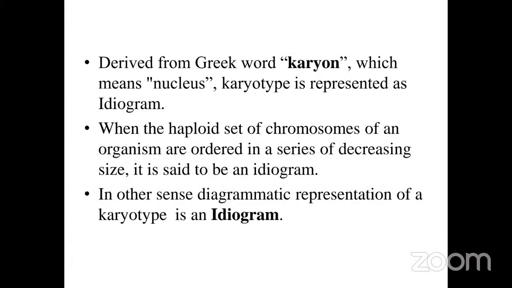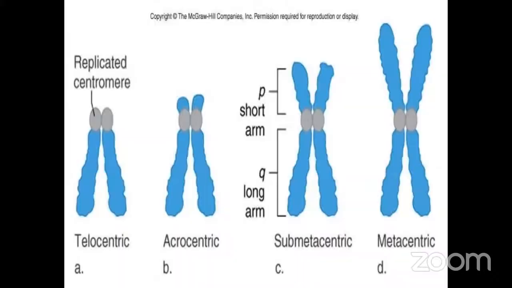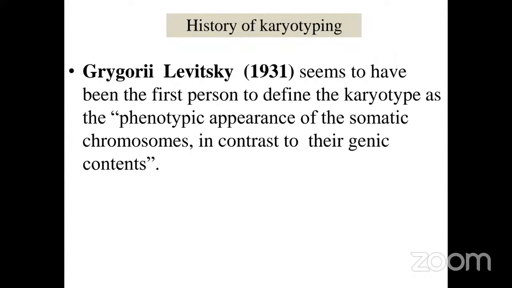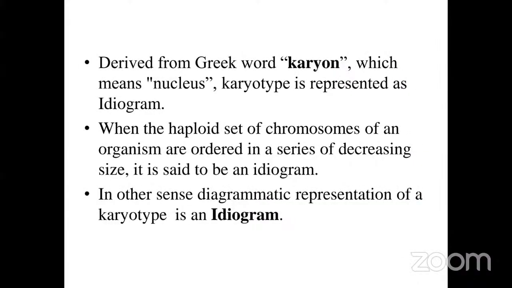Actually, the word karyotype is derived from the Greek word karyon, which means nucleus. Karyotype is represented as an ideogram. When the haploid set of chromosomes of an organism is ordered in a series of decreasing size, it is said to be an ideogram. So the diagrammatic representation of the karyotype, we call it an ideogram. Whatever we have seen is the diagrammatic representation of the various chromosomes.